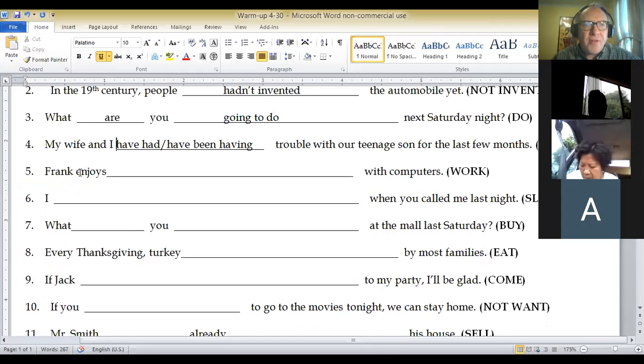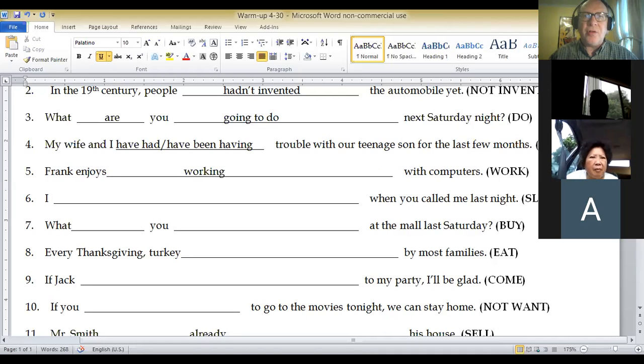Enjoy. That's our old favorite from level three. Yes, enjoy yes. Plus? Working. Gerund, exactly. Yeah. Frank enjoys working with computers. Enjoy plus ing, enjoys working.